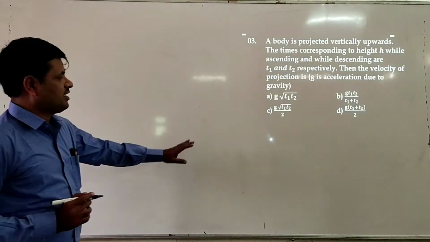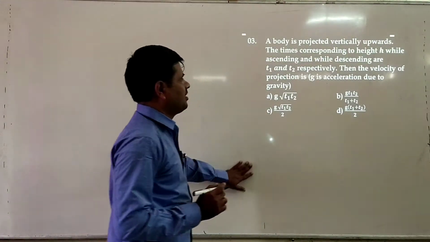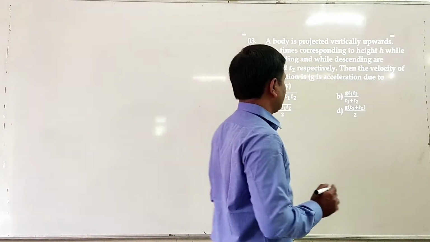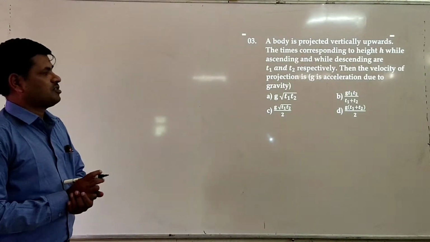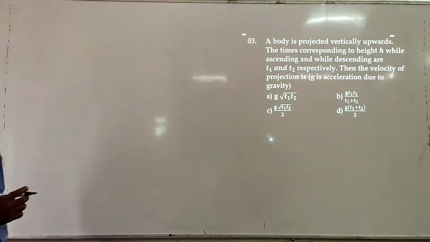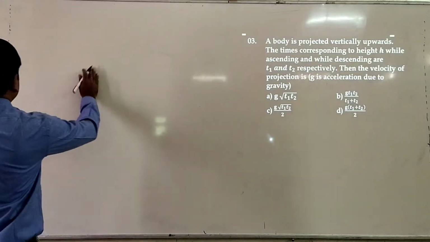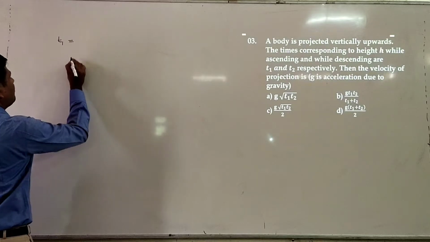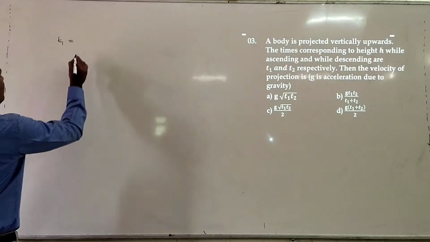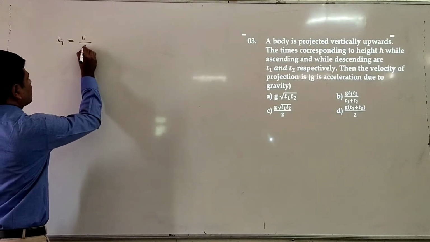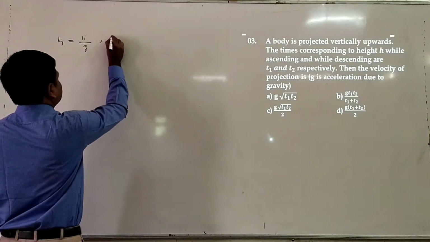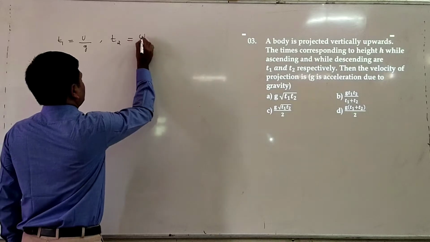Here, the body is projected vertically upwards, so the times corresponding to height h while ascending and while descending are t1 and t2 respectively. Then the velocity of projection is asked here. Ascending and descending times are given. The time taken for ascending is t1, which by the formula is u by g. Now the time taken for descending, t2, is also u by g.